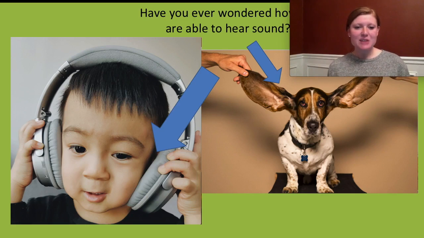In the next little bit, we're going to be discovering different ways that we are able to hear sound and how it's able to reach our ears. There's only one thing that we have to begin with, and you're going to find out what that is in just a couple of minutes.